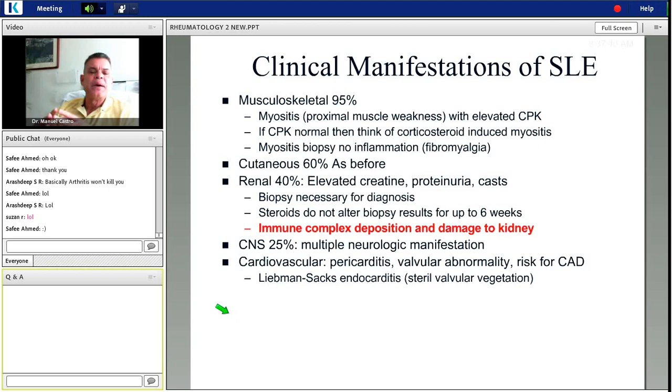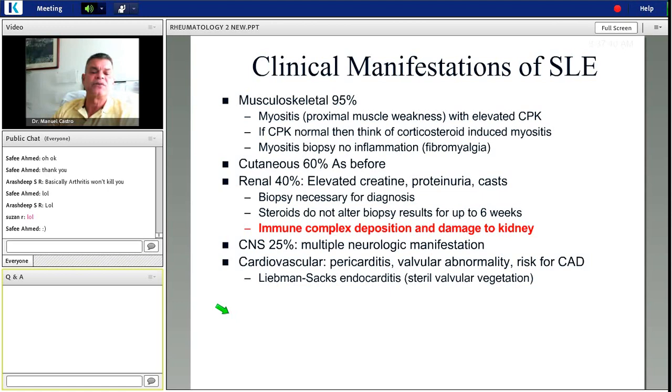Myositis is usually proximal muscle weakness in patients with SLE, okay? And they usually have an elevated CPK. Now, don't confuse that with polymyositis, which can also have an elevated CPK and proximal muscle weakness, because polymyositis is not going to have the criteria for SLE, okay? So make sure you don't start thinking of polymyositis just because there's proximal muscle weakness, right?